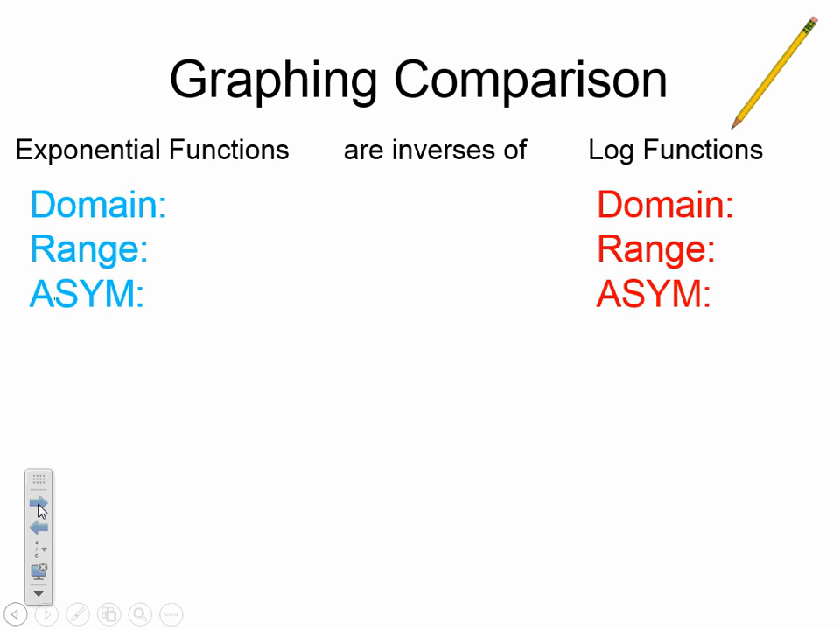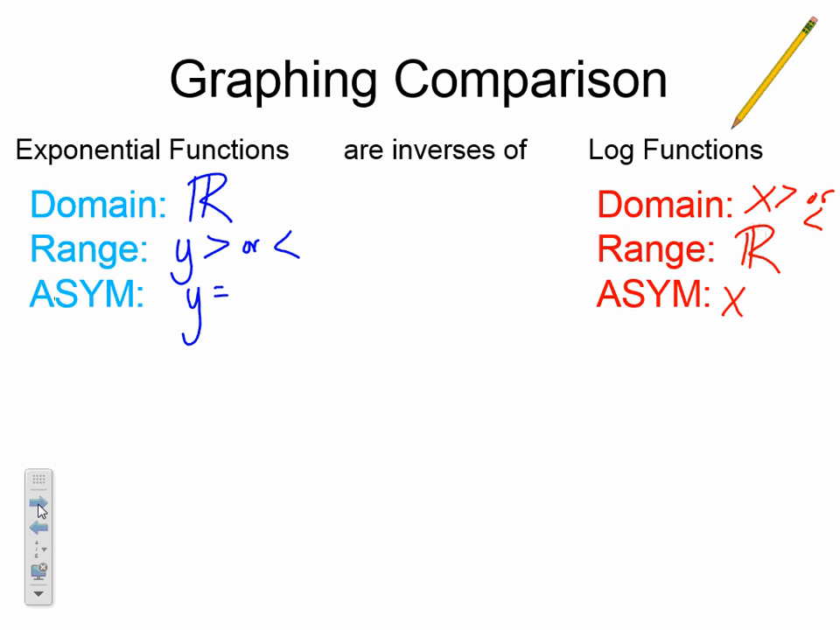That's right. Write this one in your notes. Graphing comparison. So exponential functions, ladies and gentlemen, when you graph something in exponential function, when it doesn't start as a log function, domain is going to be all reals, the range is going to be y is greater than or less than something, and then the asymptote is going to be y equals something. When you graph a log, things switch around a little bit. Log functions, the range is now all reals. Okay, the domain is x is greater than or less than something. And then the asymptote is now x equals something.